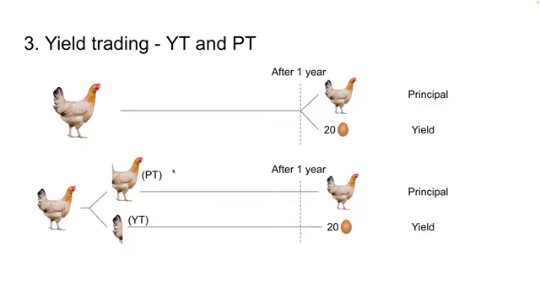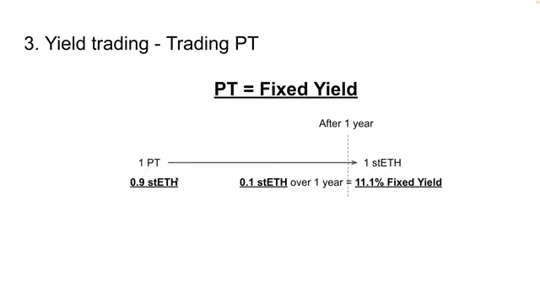With that, let's dive straight into the first strategy in yield trading, trading PT. The first thing you need to remember is PT is equivalent to fixed yield. Buying and holding PT all the way to maturity gives you fixed yield. How so? Say PT is valued at 0.9 sDETH right now. Well, after 1 year, the PT will become the full chicken, the full one sDETH.